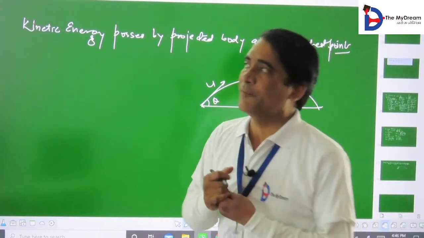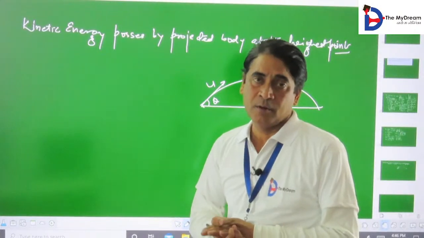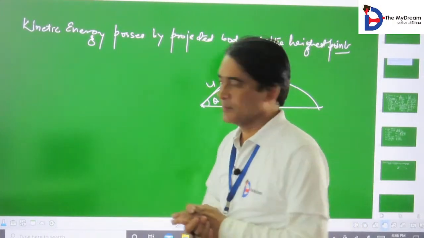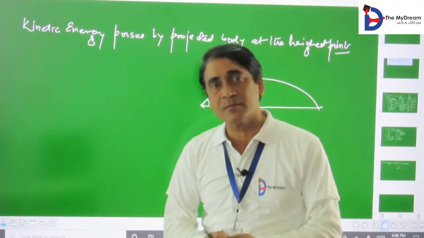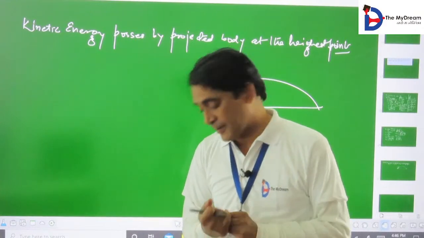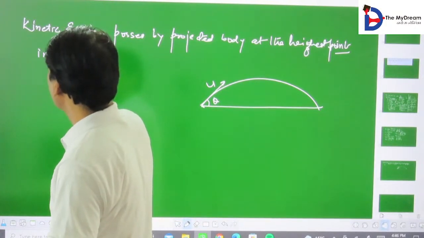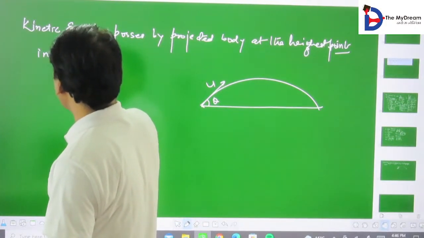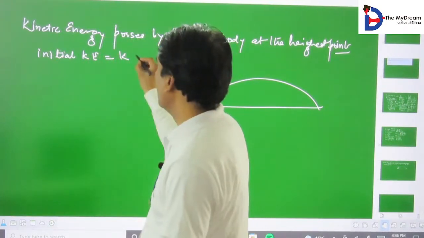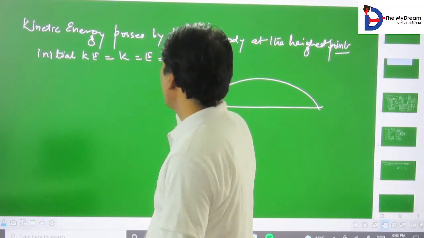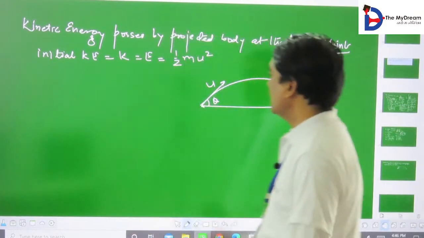If the different angles of projection are given to you, how can you find out the kinetic energy at the highest point? So this is the initial velocity. Obviously that object has some mass. Without mass तो possible ही नहीं है बेटा. So initial kinetic energy is represented by K or E, that is equal to half m u square. This is the initial kinetic energy.